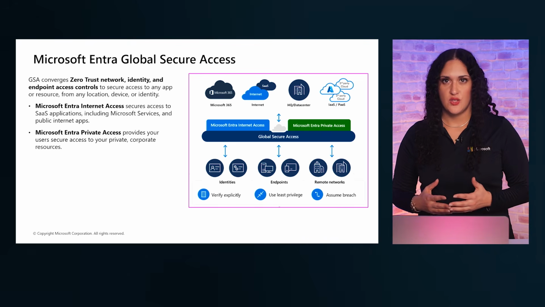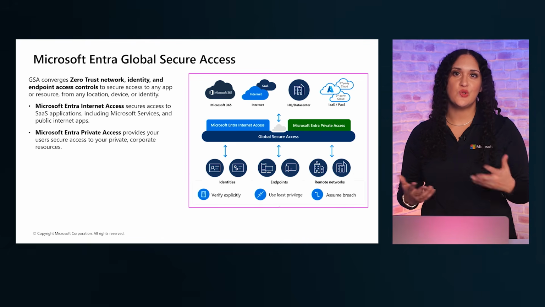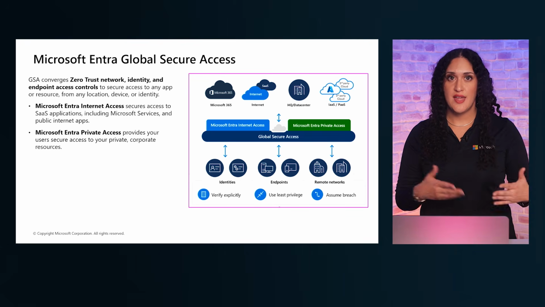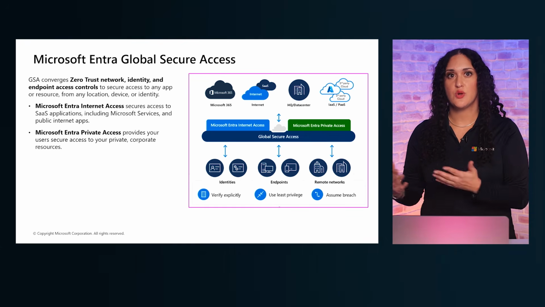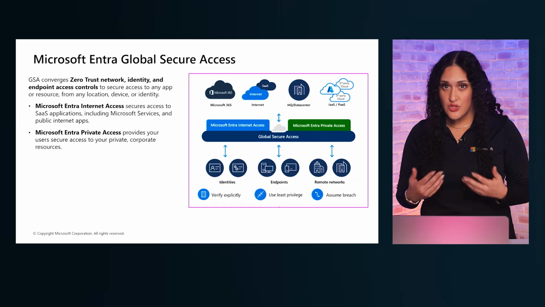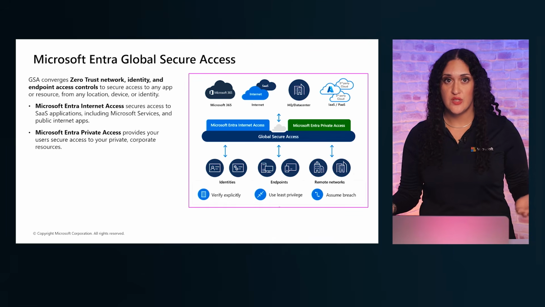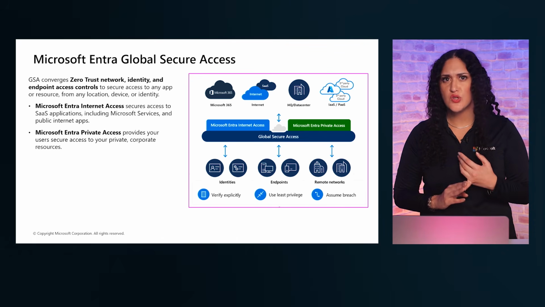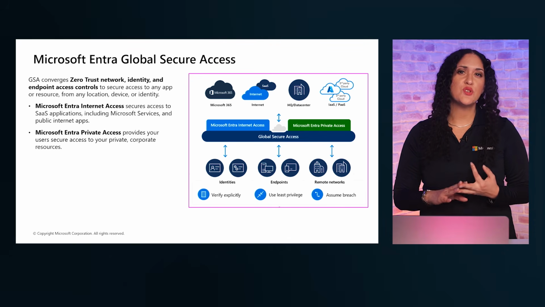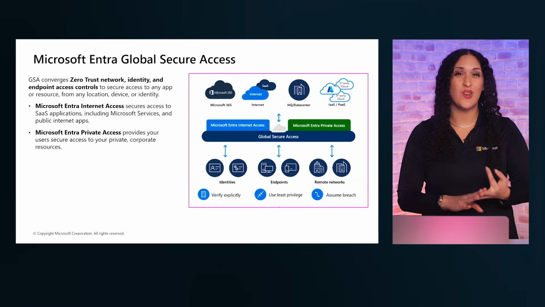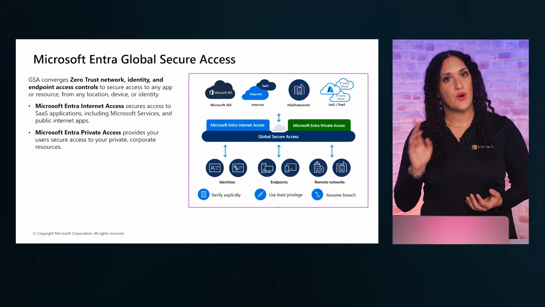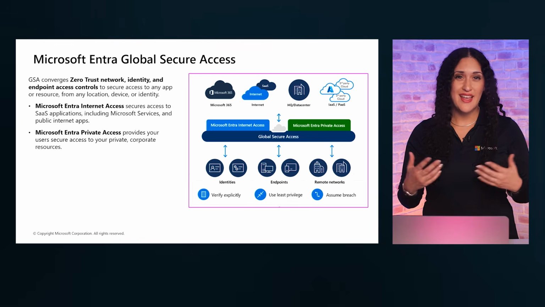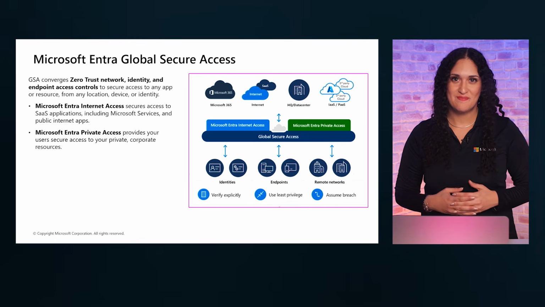Global Secure Access works through a lightweight client on user devices that routes specific traffic profiles through Entra Internet Access or Entra Private Access. Internet Access secures software as a service applications and general web traffic with controls like tenant restrictions, web content filtering, and protection against identity or token theft, while Private Access provides secure access to internal corporate resources. It can replace legacy VPNs.